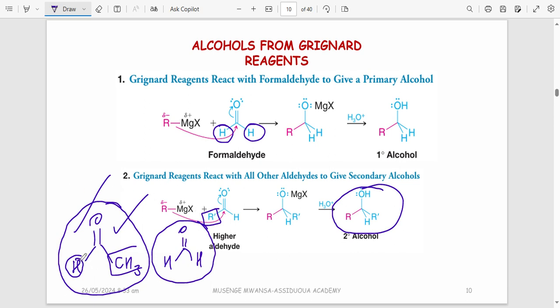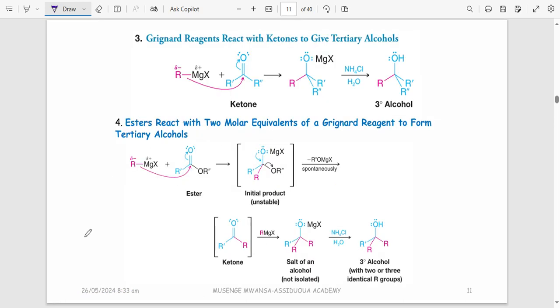Depending on the type of aldehyde that you have. But for a ketone, there is no way it can form a primary or secondary alcohol because these two groups are both R groups. So when the Grignard attaches here, you can see we have got three R groups, and three R groups is the tertiary.